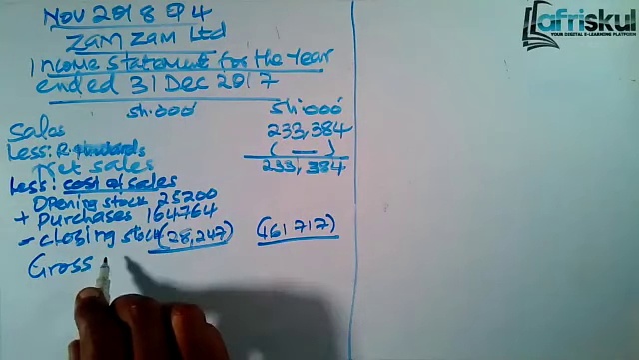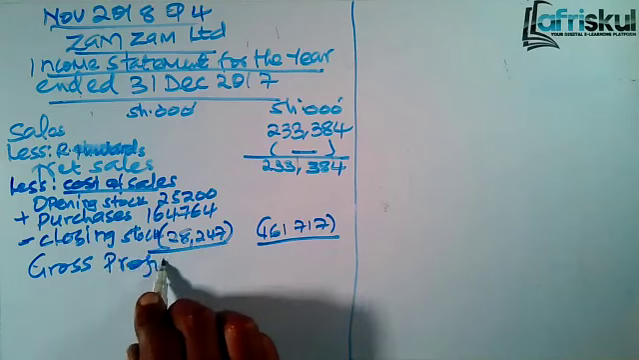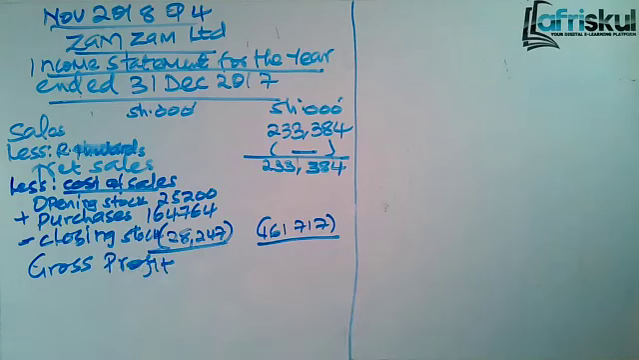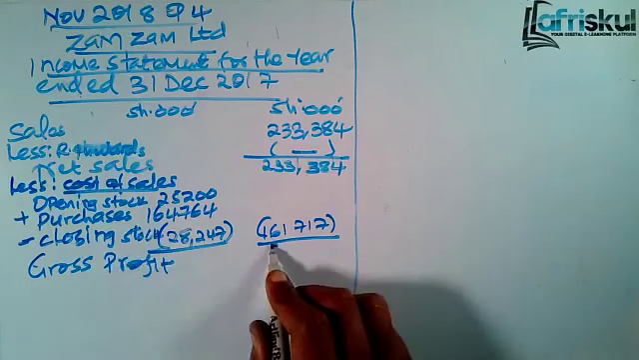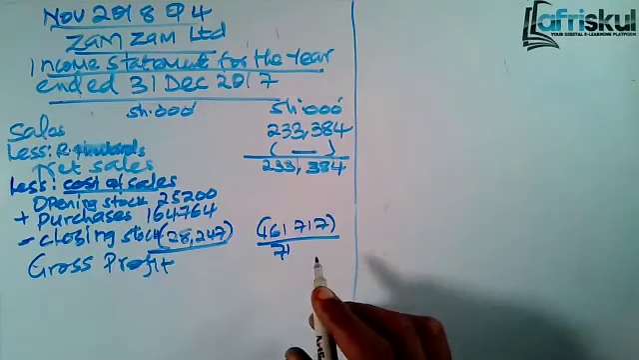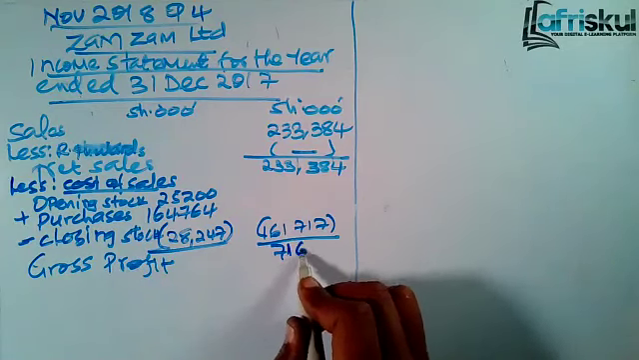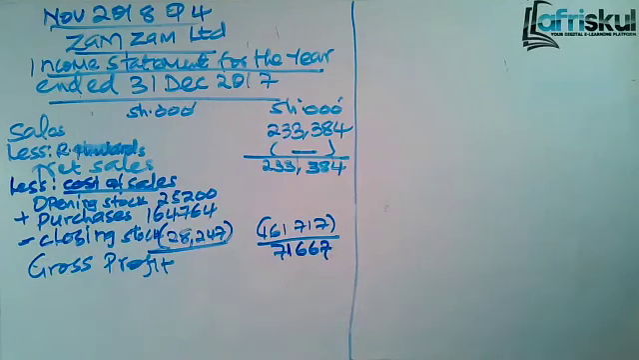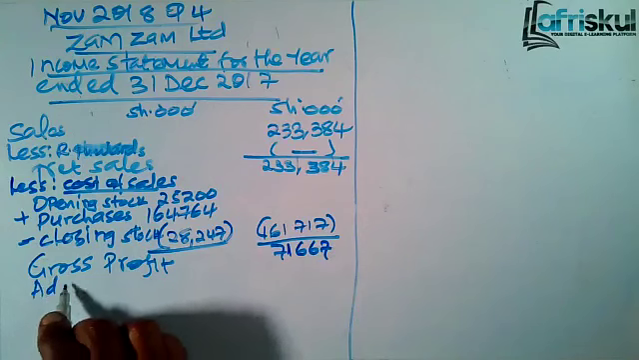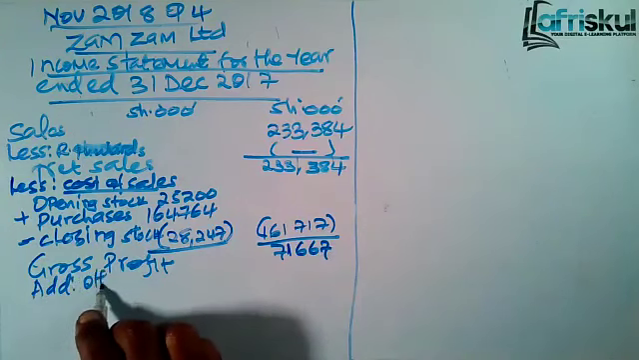So when I take the net sales and less the cost of sales, what I will get here is the gross profit. So what is our gross profit? It will be, from my calculator, 71,667. So from there, I add other incomes.